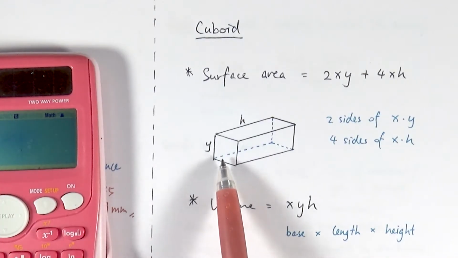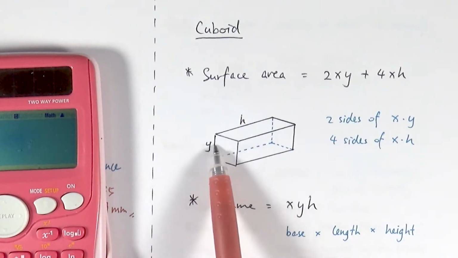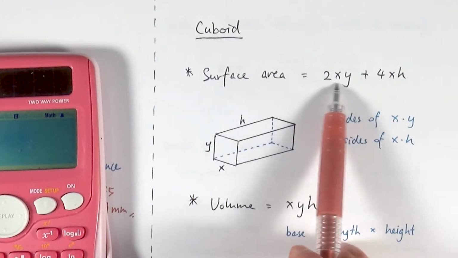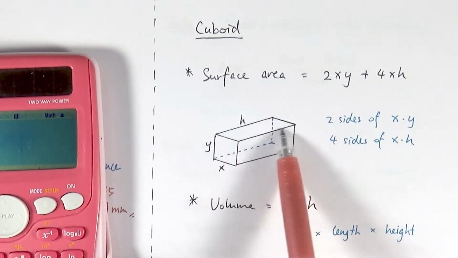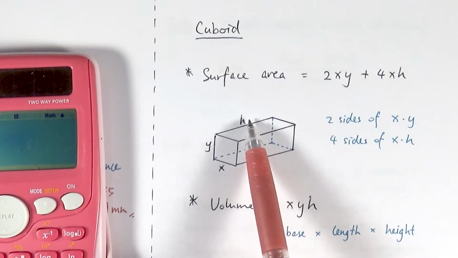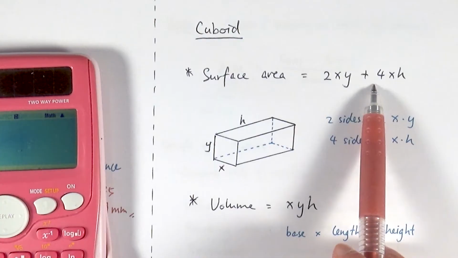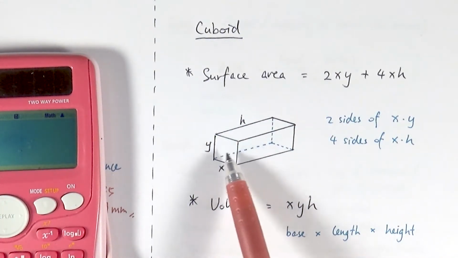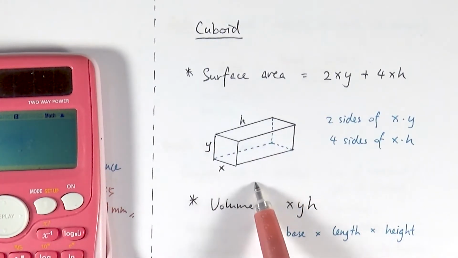So in this case, I can see that this end is roughly a square. So x times y would be that particular area there. But because I have 2 ends of that, I need to times that by 2, hence 2xy. Then on this particular surface here, we've got h, which I'm referring to as the height. Then the side would be x, so that would be x times h there. But because we've got 4 sides of it, we times it by 4. So the total surface area would be 2 of this side plus 4 of that side. So that's how we work it out.